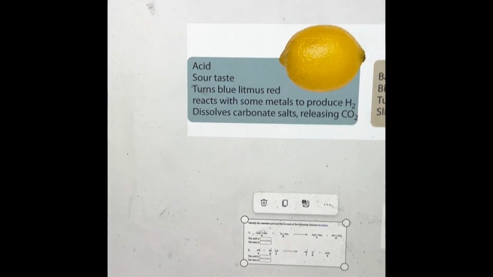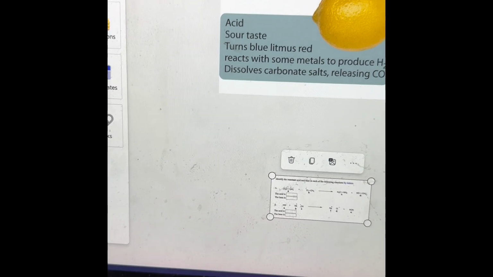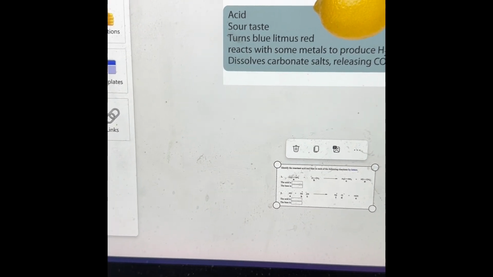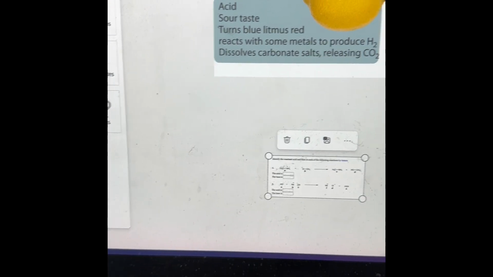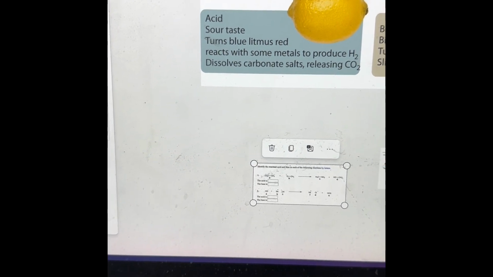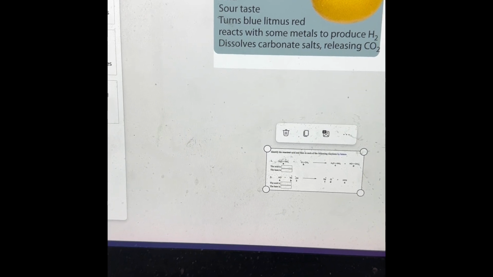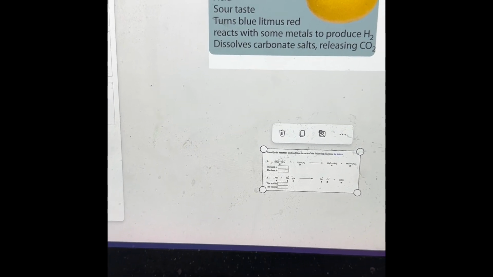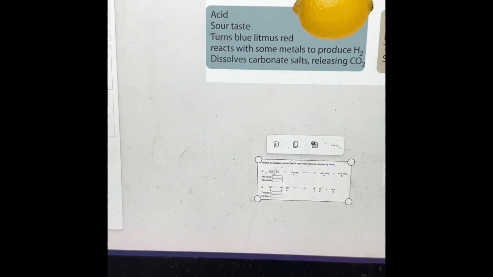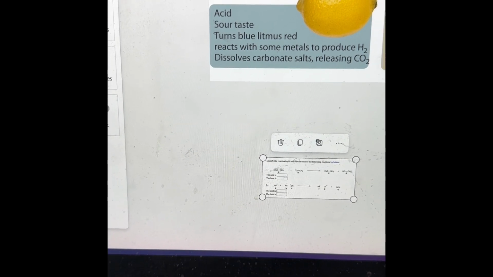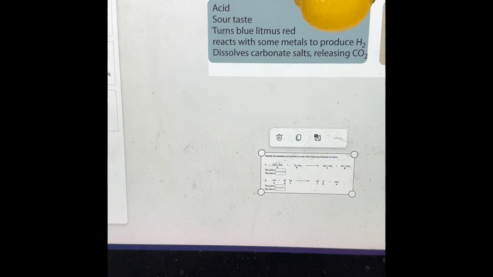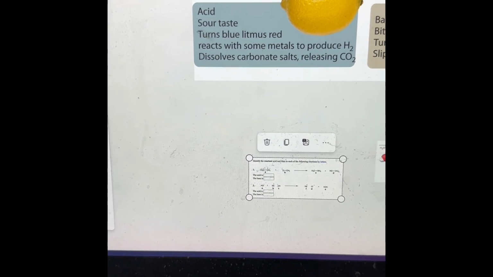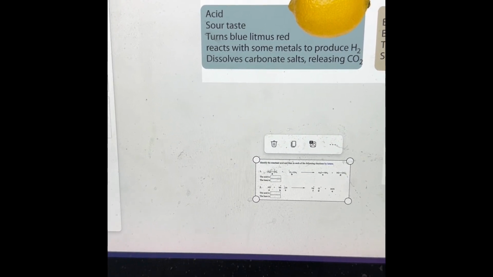Alrighty, so we are going to create a chart that compares and contrasts these acids and bases and their basic properties. So, acids, you can see there's a picture of a lemon here because lemons and oranges and other citrus fruits are a very great representation of an acid, right? Because if you bite into a lemon, how does it taste? It tastes sour and makes you pucker your lips, right?